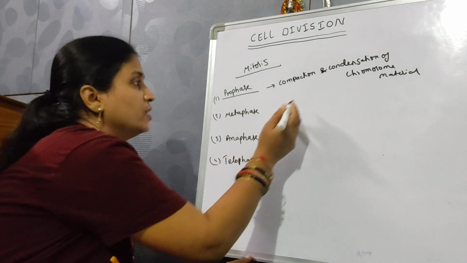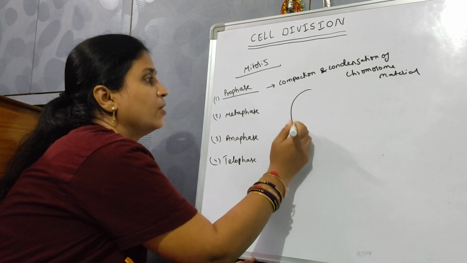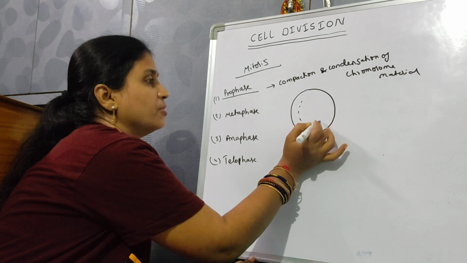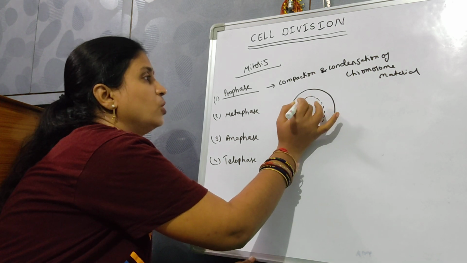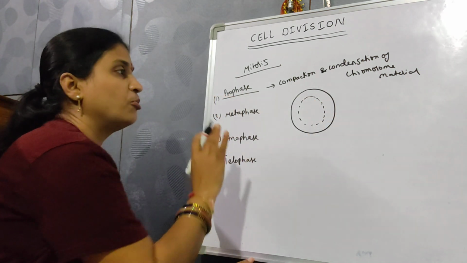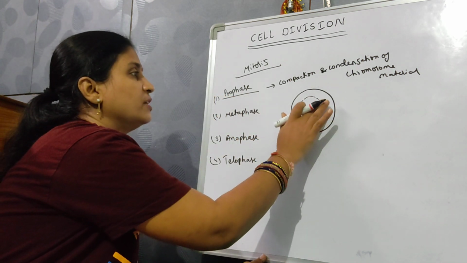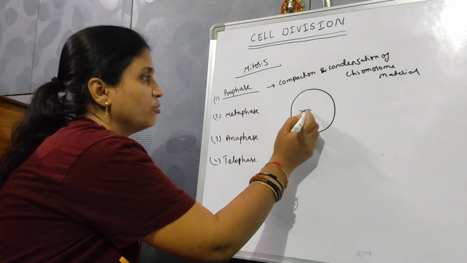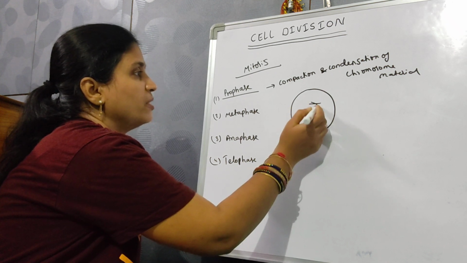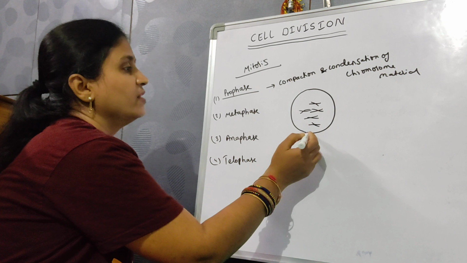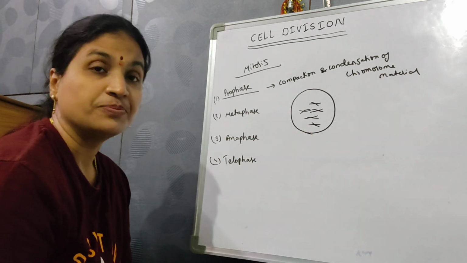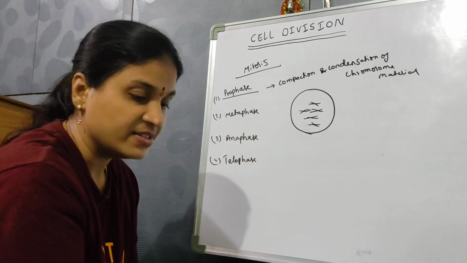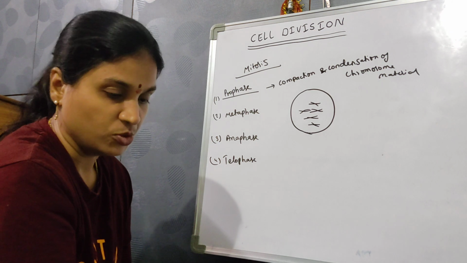Then slowly, suppose this is a cell. Okay, slowly the nuclear envelope is going to disappear. Then nucleolus is going to disappear. By the end of prophase, what happens? This particular nuclear envelope disappears, the nucleolus disappears, and the chromosomes are going to be present. They will be floating in the cytoplasm like this. The chromosome material condenses and organizes to form motile chromosomes.